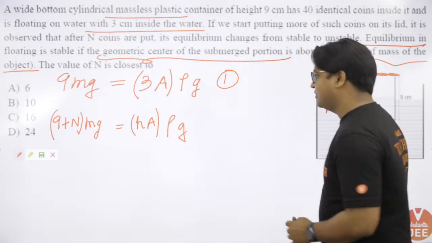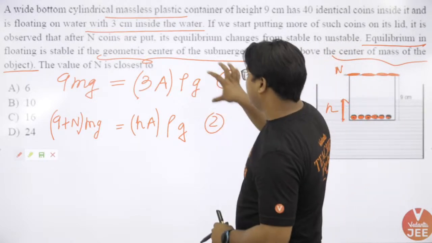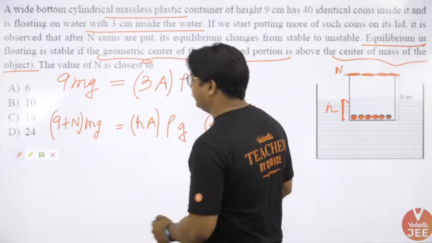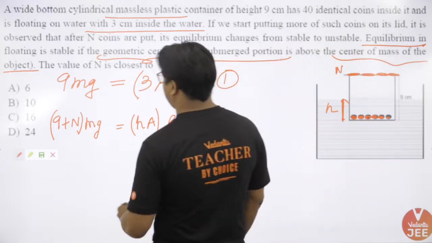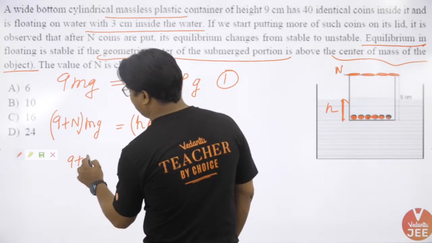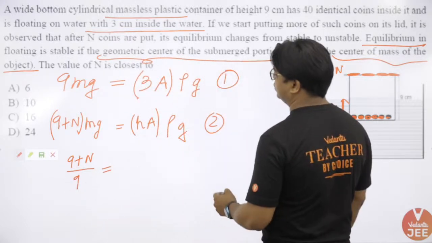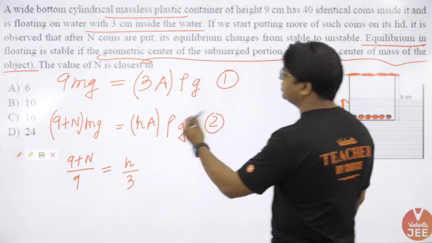Alright, so this is my second equation, and again as I told you, I'm planning to take some ratio. So even if some powers of 10 was present here, after taking the ratio they will be lost. So when we take the ratio, let's divide the second equation by the first one. So we'll be getting (9 plus n) divided by 9 is equal to h by 3. A rho g will get cancelled.